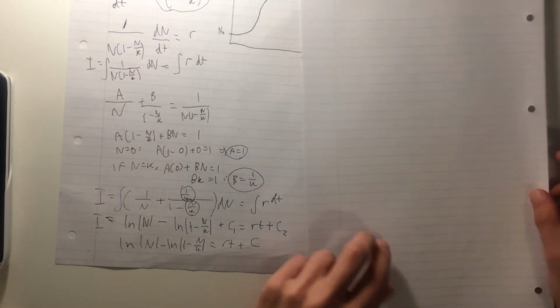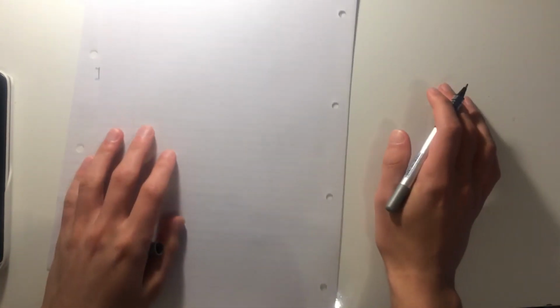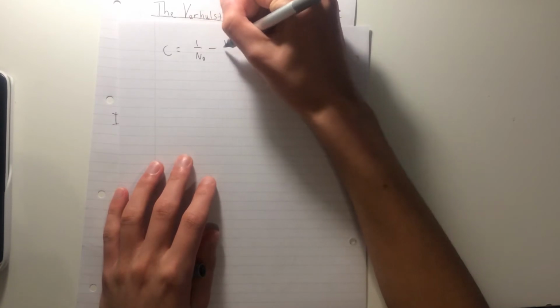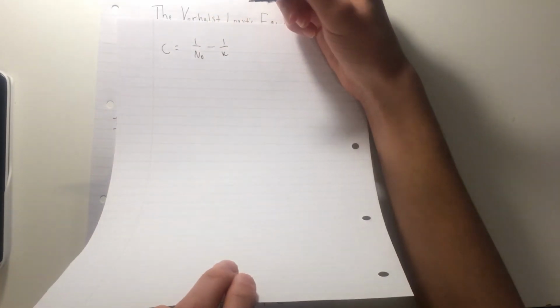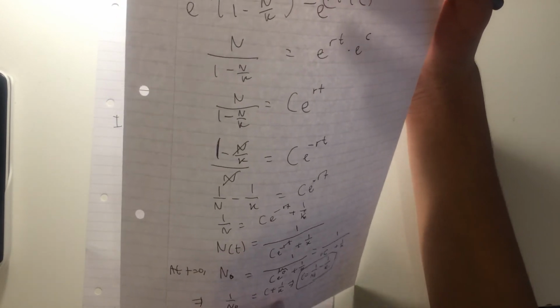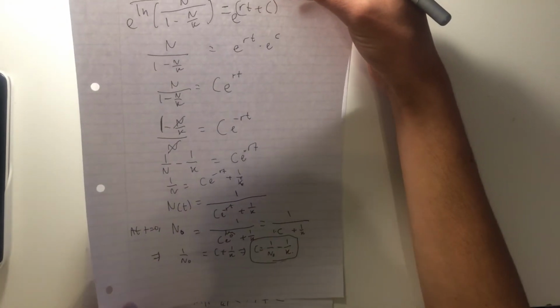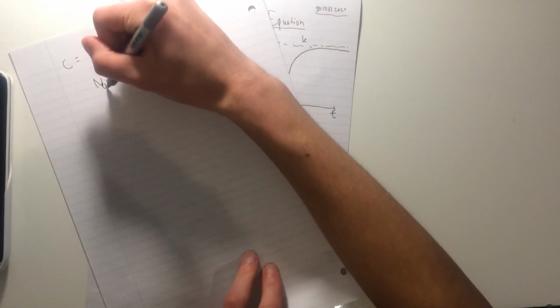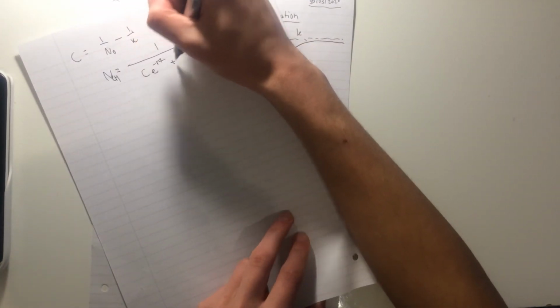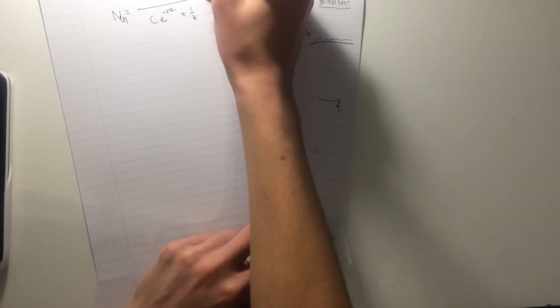Anyway, let's just establish with c equals 1 over n0 minus 1 over k, because that's basically the takeaway from here. And then obviously we have the equation itself, which is n of t equals 1 over c e to the minus rt plus the inverse of k. Yeah, we established that.